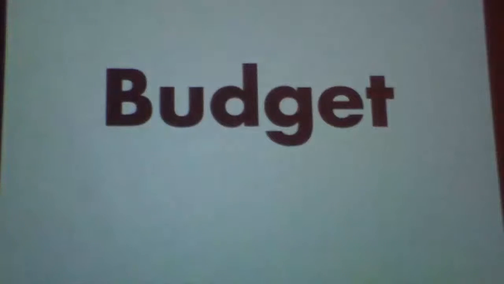Second to the last is the budget. And this is what we might call a quantitative abstract of the proposal. Everything you do has a cost, and every cost needs to be reflected in the budget. So this is the cost. You include everything here.